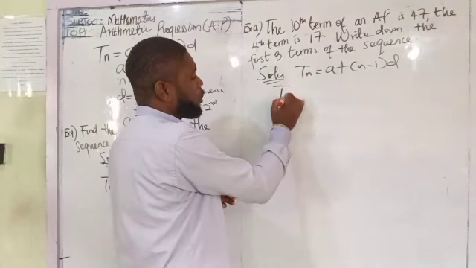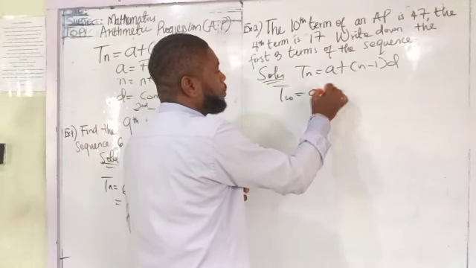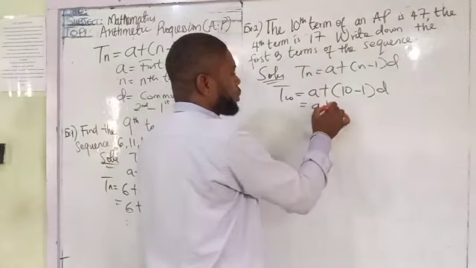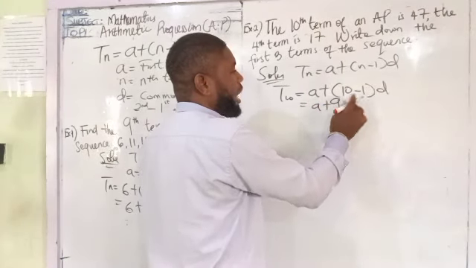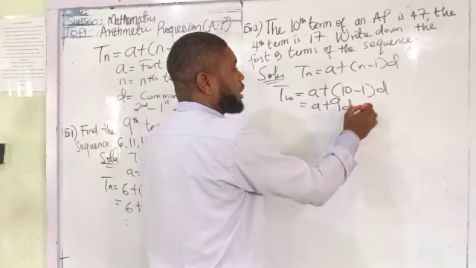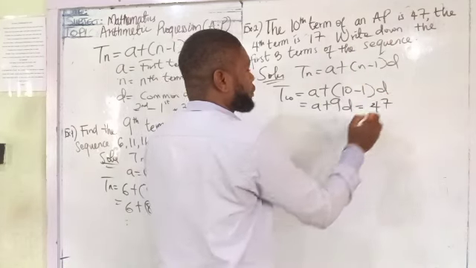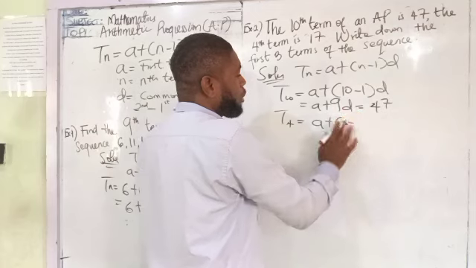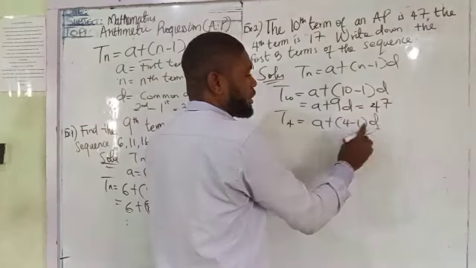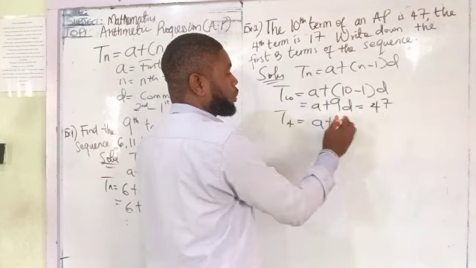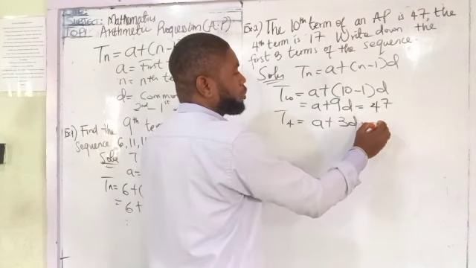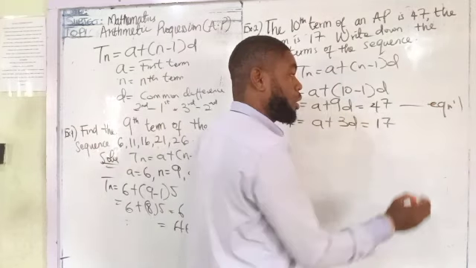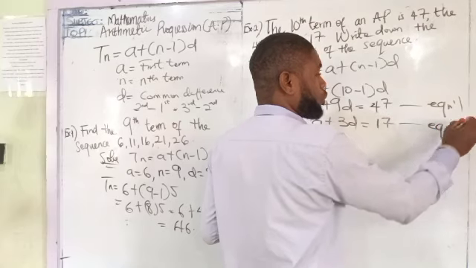For the 10th term, you have T10 equals A plus (10 minus 1) D, which equals A plus 9D, and that equals 47. For the 4th term, it becomes A plus (4 minus 1) D. And 4 minus 1 is 3, so 3 times D becomes 3D, and that equals 17. So this one becomes our equation 1, while this becomes our equation 2.